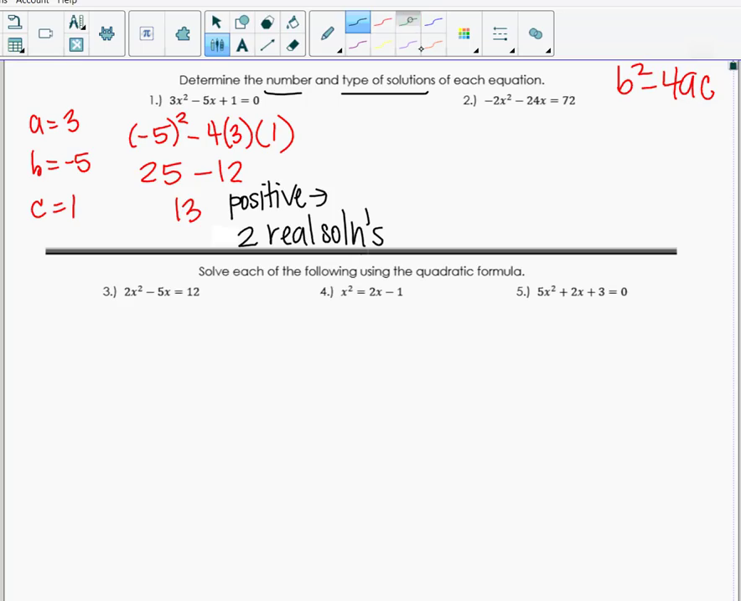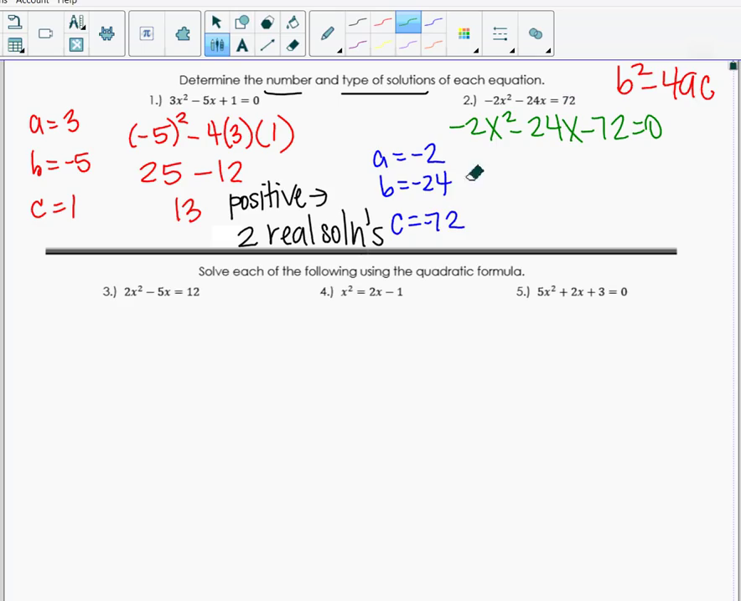Okay. Now, over here, same thing, except it's not in standard form yet. So you need to bring the 72 over. So you have negative 2x squared minus 24x minus 72 equals 0. Okay. So a is negative 2, b is negative 24, and c is negative 72. So my discriminant will be b squared, so negative 24 squared, minus 4 times negative 2 for your a, times negative 72 for your c.